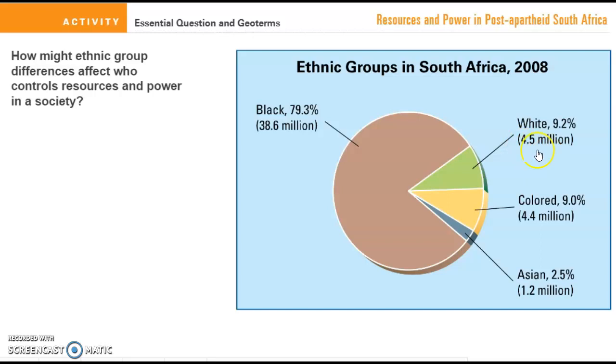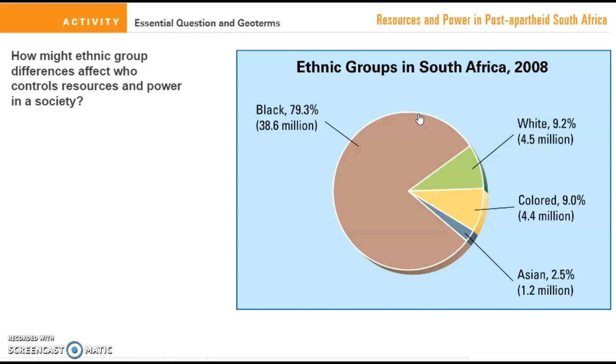wealth and power. So what I want you to keep in mind for this entire lesson is that this policy that they had in South Africa was called apartheid. And what apartheid means basically is separateness. And that's where they separated whites from non-whites, and they had to live apart from each other. This is also known as racial segregation. They had fewer economic resources than whites. They also had less political power than whites.